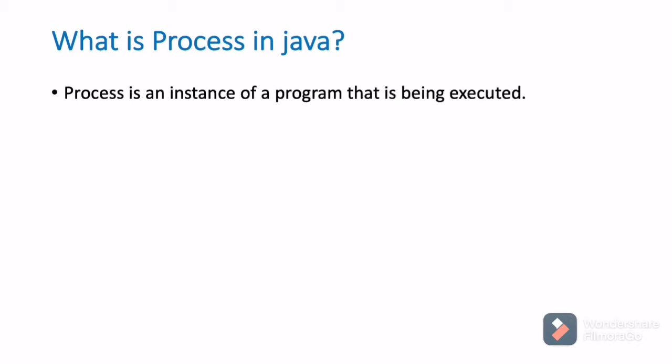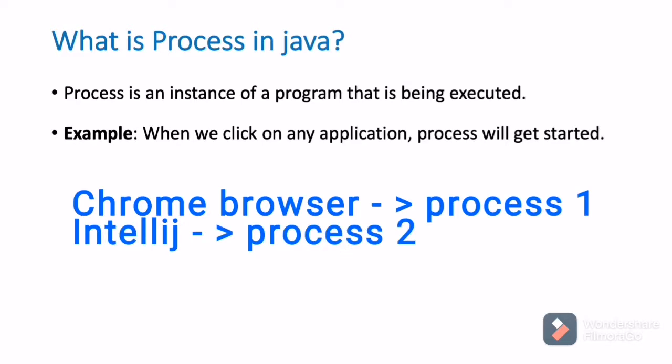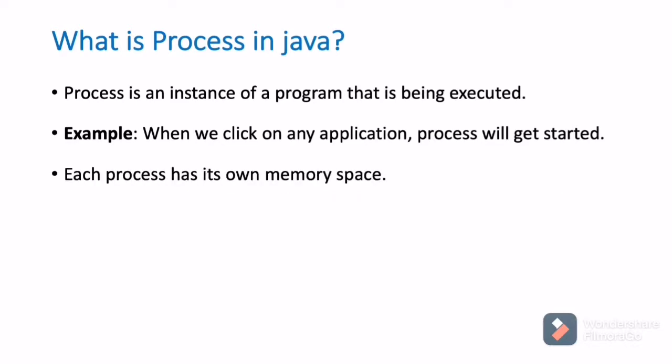Let's see about it. A process is an instance of a program that is being executed. For example, when we click on any application, a process will get started. If you are trying to open a Chrome browser in our system, then a process is getting started. And similarly, if you are trying to open IntelliJ, then another new process will get started. So each of those applications will start a new process. And each process will have its own memory space. And process is a heavyweight task.